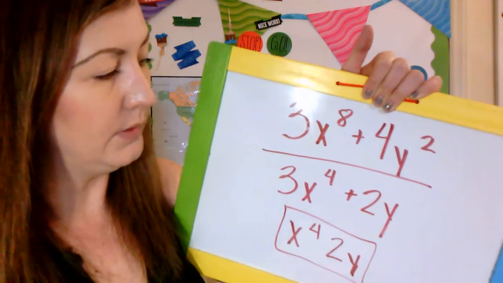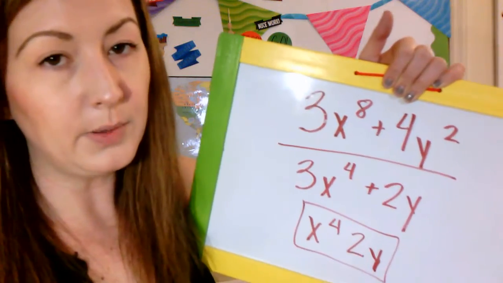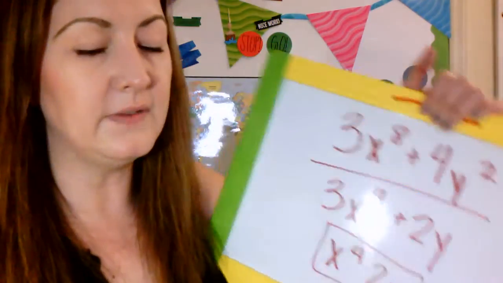3 divided by 3 is 1. We typically don't show that. 4 divided by 2 is 2. You could put it over 1, but we're not going to do that. So when you're dividing, you simply subtract your exponents.